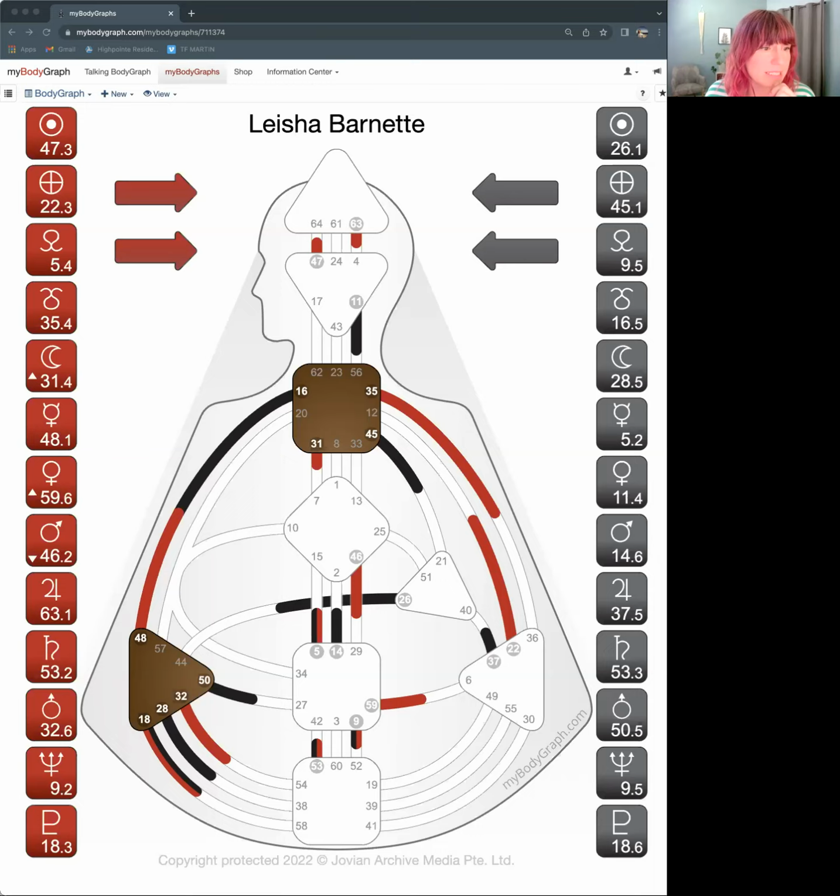With defined, it's always on, right? It's always on. So it's like always thinking, always processing. It may be difficult to meditate because you can't stop this mental thing going on.